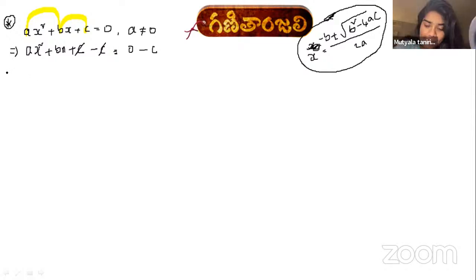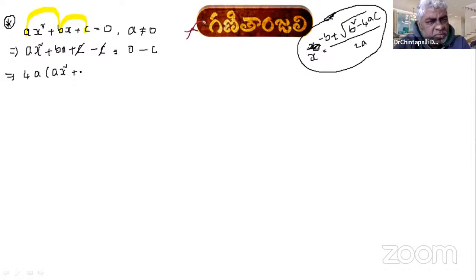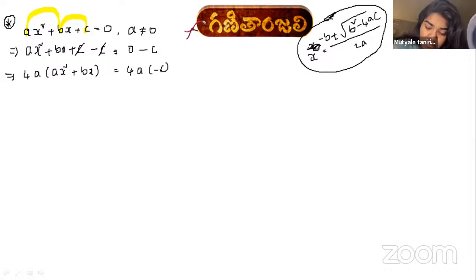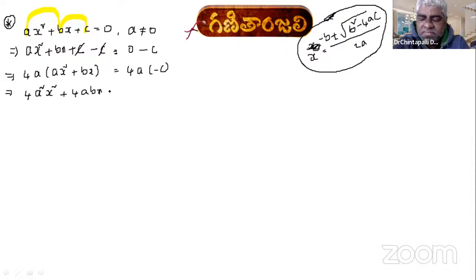Now multiply by 4a on both sides. We are multiplying by 4a on both sides. 4a times ax square plus bx is equal to 4a times minus c. Now, what is 4a times ax square? That is 4a square x square, right? Next, 4abx is equal to minus 4ac.